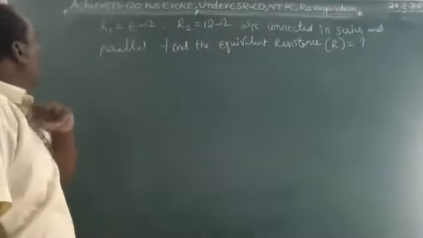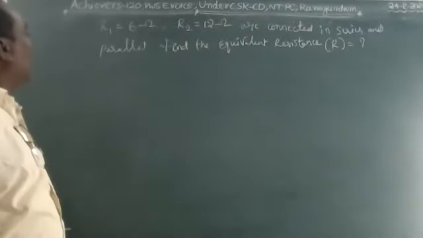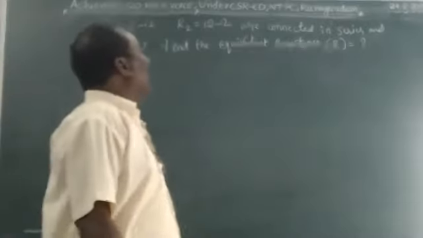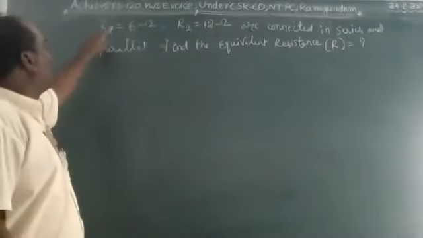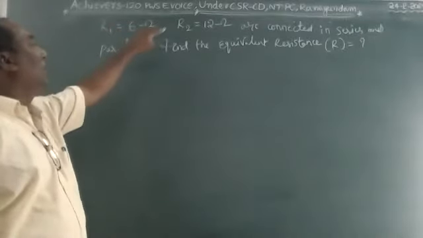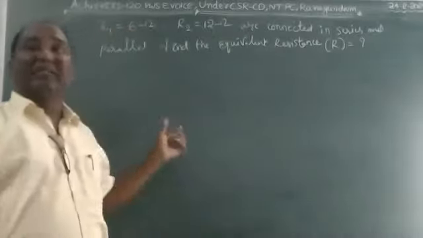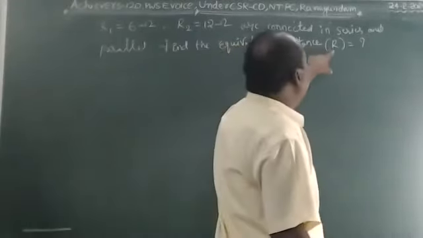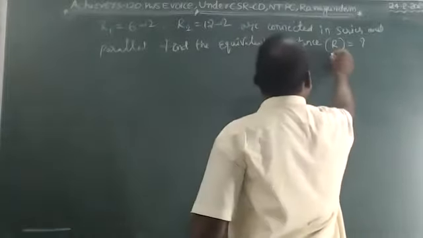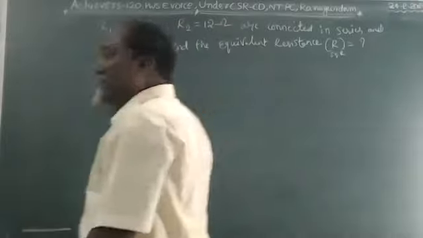So here two resistors are given. One is R1 equals 6 ohms and R2 equals 12 ohms, connected in series and parallel. Means these two resistors are connected in two types: one is the series connection and the second one is the parallel connection. What we have to find? We have to find the R value, the equivalent resistance.